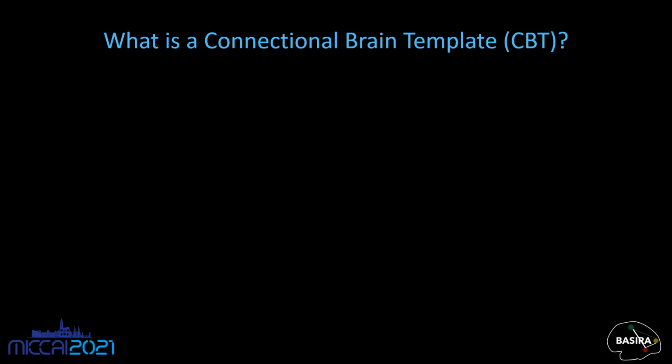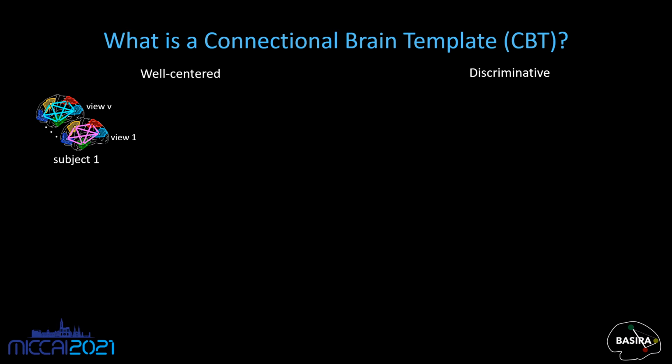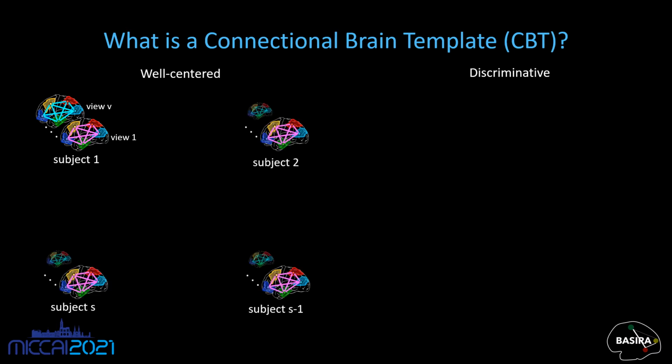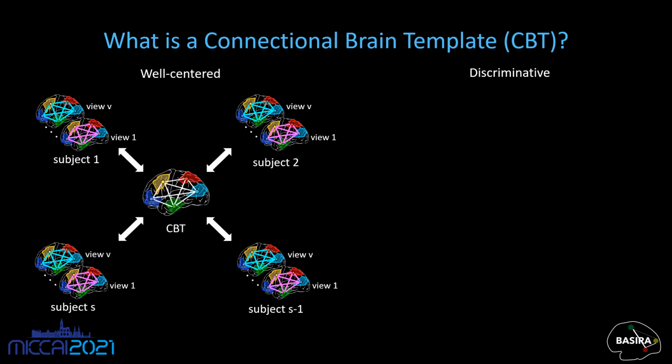Let's start with the Connectional Brain Template, in short CBT, and what it means. First, a CBT should satisfy two substantial criteria: well-centeredness and discriminativeness. Let us tackle a subject in a brain network population. A subject has multiple morphological measures, namely views, producing multiple graphs. Thereby, each subject is a multigraph, together a multigraph population. A CBT should be in the center of this population by minimizing the distances to each view of each subject.